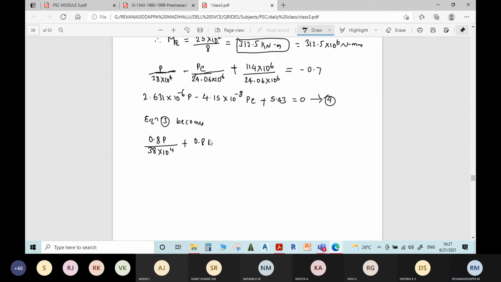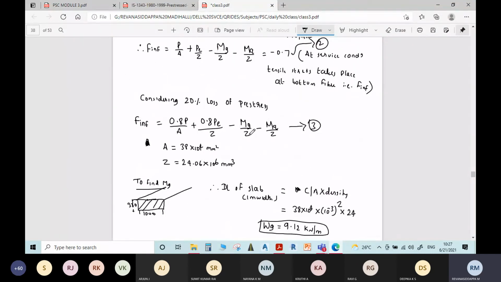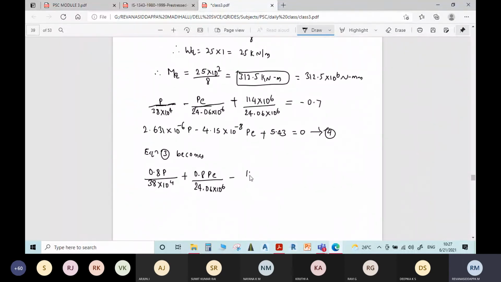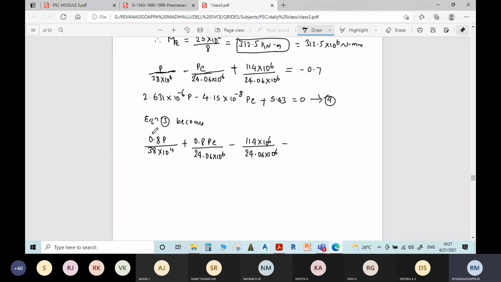0.8 P by 24.06 into 10 power 6 plus P by Z minus mg by Z and minus mq by Z minus 114 into 10 power 6 divided by 24.06 into 10 power 6 minus mq by Z. mq is that 312.5 into 10 power 6. 312.5 into 10 power 6 divided by 24.06 into 10 power 6 is equal to minus 0.7.